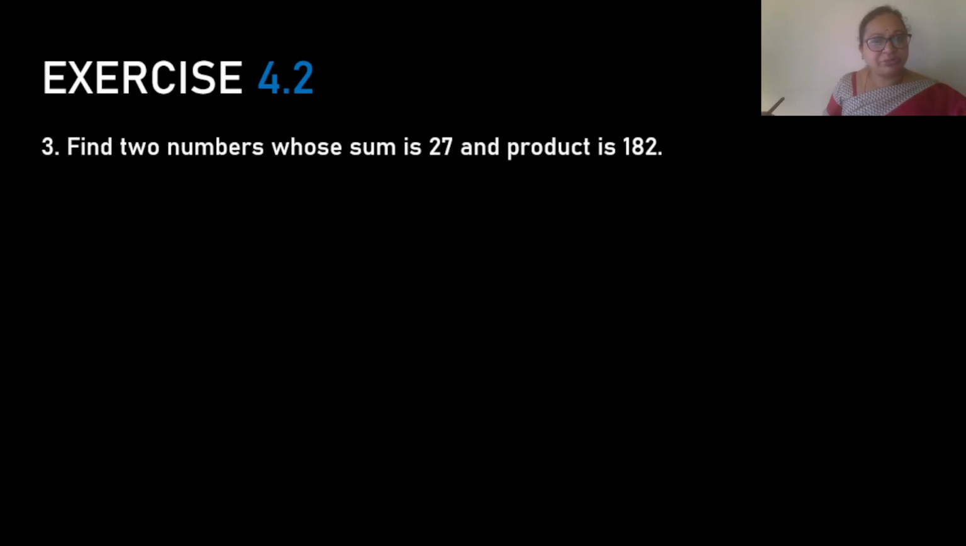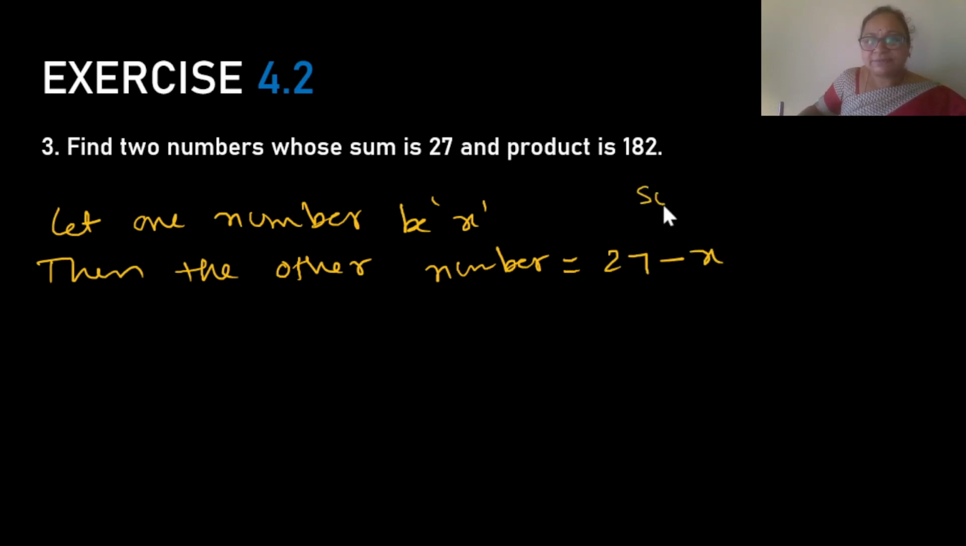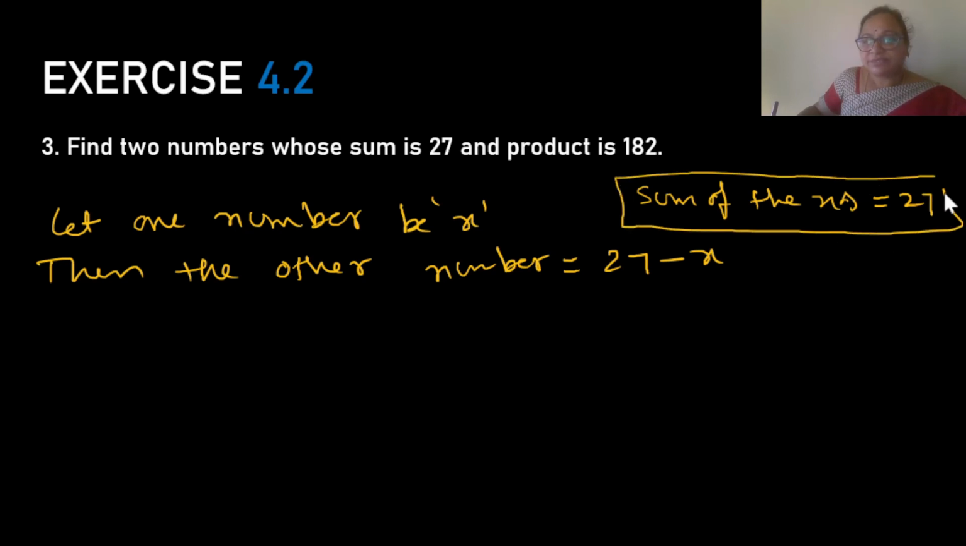Exercise 4.2, question number 3. Find two numbers whose sum is 27 and product is 182. Let one number be x. Then the other number is equal to 27 minus x, because sum of the numbers is equal to 27. This is what is given. So from this we can find second number. Second number is 27 minus x.